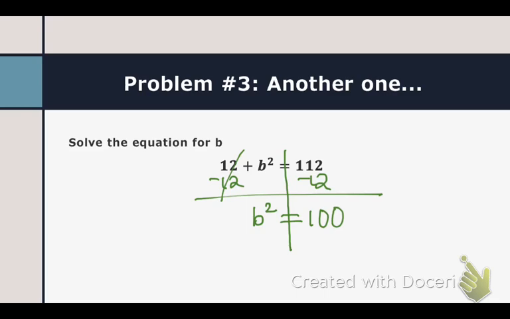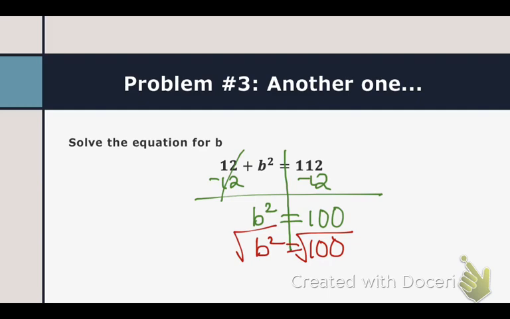Okay, for those of you who don't have a different color, this is how I would suggest that you write it. So I'm going to actually write this step again. B squared equals 100. And on this step, I'm going to take the square roots of both sides. Okay, so that's actually what I'm doing. I'm taking the square roots of both sides.